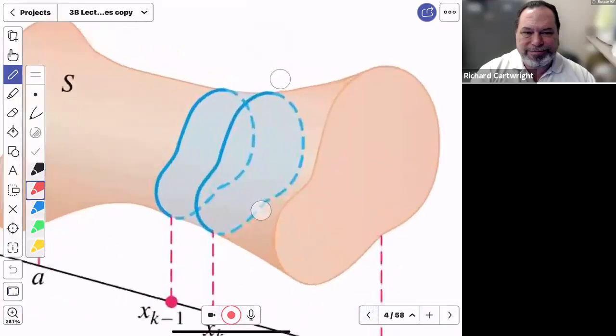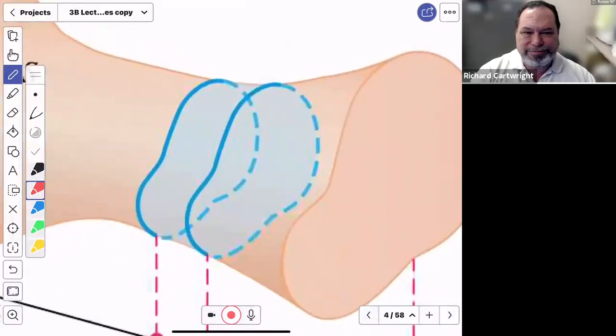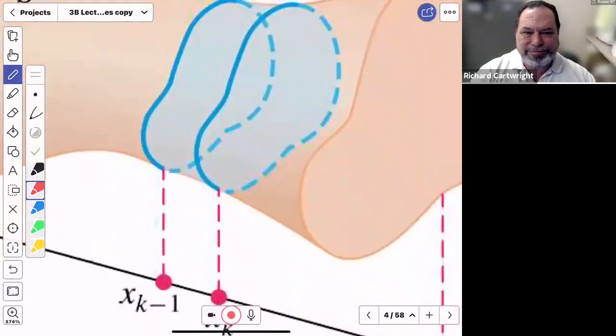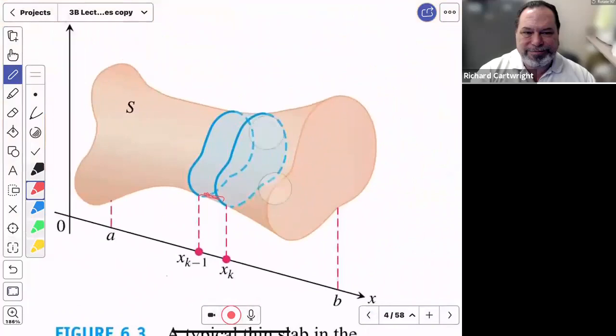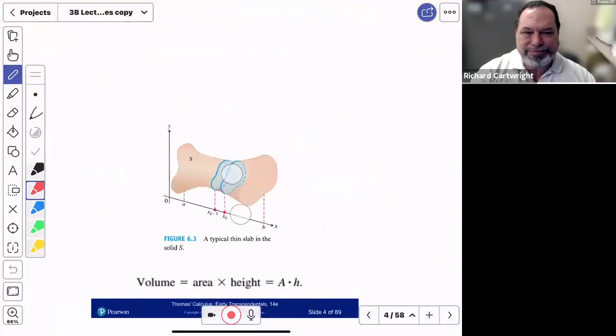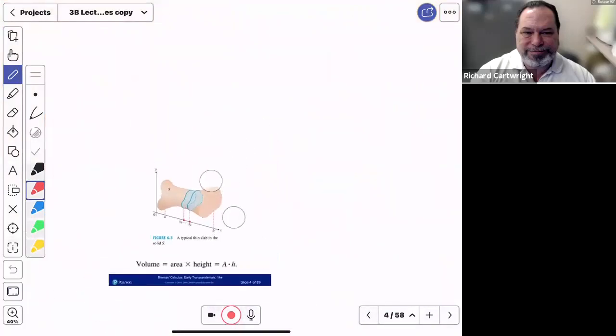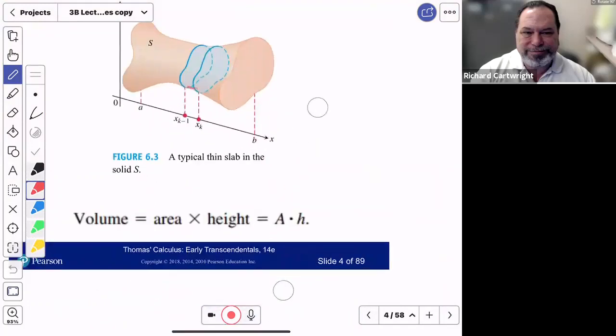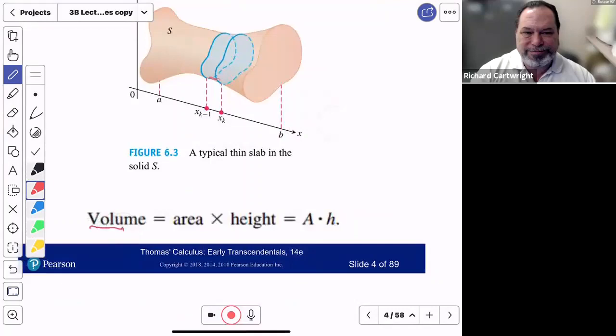Look at even this picture here. This is just a slice of ham, and I'm zoomed in. This slice of ham has a thickness. I zoomed in, but when I unzoom it and put them all together, you can't even tell. It's just one slice of ham, okay? And here's my volume: it's always the cross-sectional area of this ham times its height, that thickness.